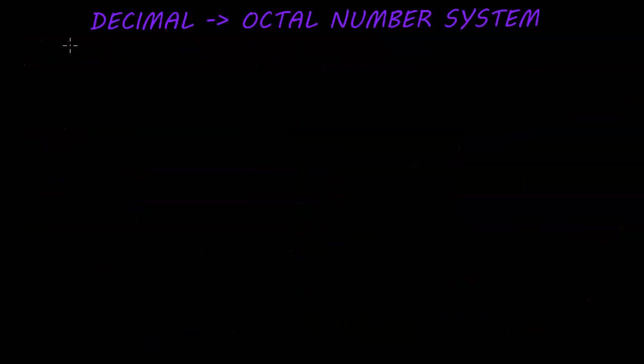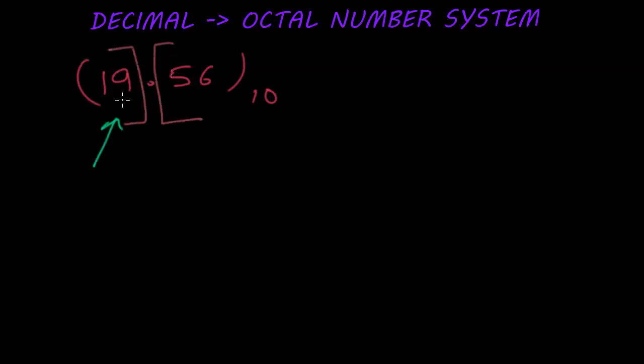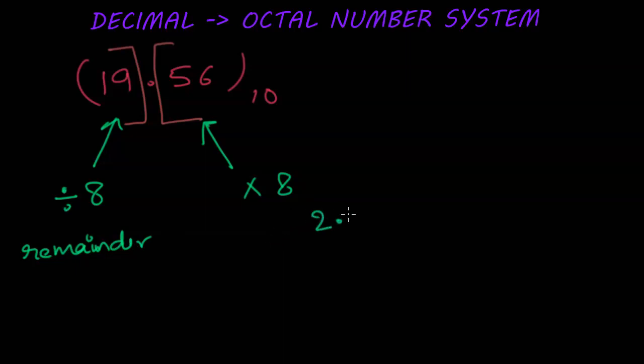So to sum up, whenever we have a number like this in its decimal form, we need to break the number into 2 parts. The number before the decimal is going to be divided by 8 and the number after the decimal is going to be multiplied by 8. Here what we need to make note of is the remainder, and here we need to make note of the number before the decimal point. So if 2.72 is the answer, then we need to make note of 2.